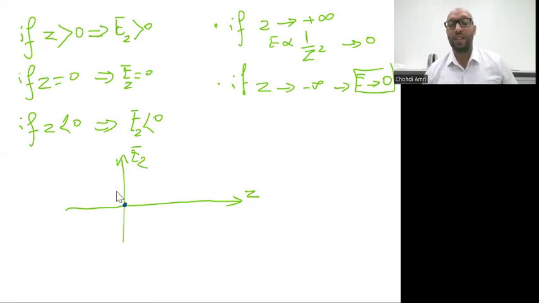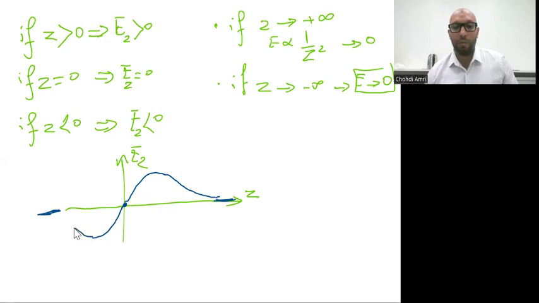Okay, let's draw the variation of the electric field as a function of the z-axis. When z is 0, the electric field is 0. When z is positive infinity, the electric field is 0. When z is negative infinity, the electric field is 0. When z is positive, the electric field increases until a maximum value and then decreases to 0. When z is negative, the electric field reaches its minimum and then increases again to 0. So this is our configuration.